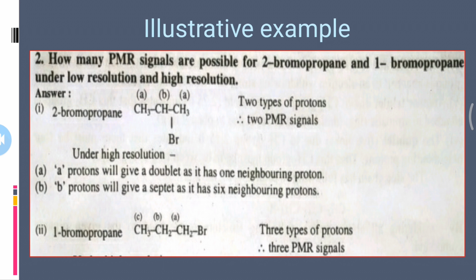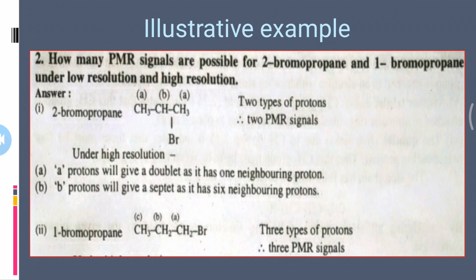If we use 2-bromopropane in a high resolution PMR instrument, the A protons will be a doublet because they have one neighboring proton. Similarly, the B protons will give a septet because there are 6 neighboring protons, n plus 1.